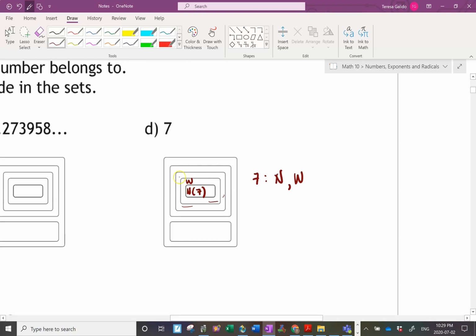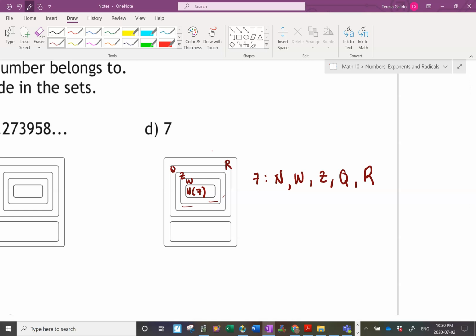So that's the whole numbers, and the next one is integers, and the next one is rational numbers, and the big set here is your real numbers. So 7 is in the inner part here, which means it is part of the outer rectangle, which is the whole numbers, which is part of the outer rectangle, which is the integers, which is part of an outer rectangle, which is the rational numbers, and then obviously part of the bigger rectangle, which is your real numbers.